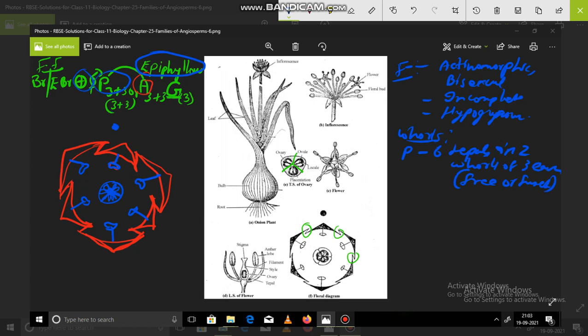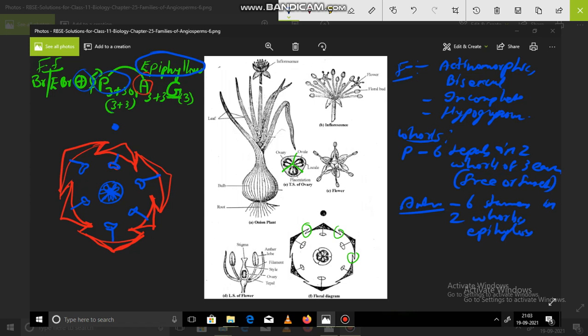Okay, now next come to the androecium. So what about the androecium? Same, just like the perianth, you have 6 stamens. Okay, 6 stamens in 2 whorls of 3 each, but you have epiphyllous condition here. Epiphyllous means the androecium, the stamen at the base, is connected to the perianth. Okay, this is epiphyllous condition. Here you have to show it with the help of this R.